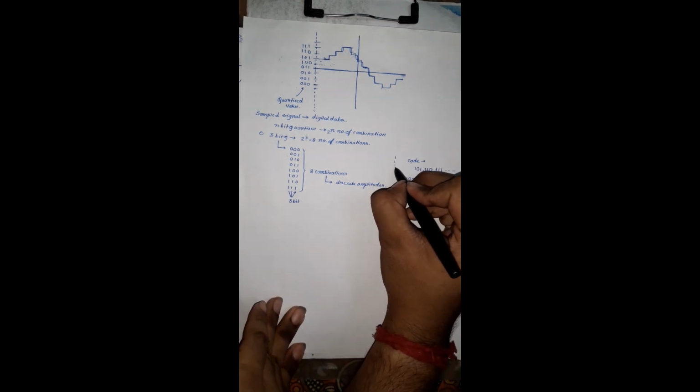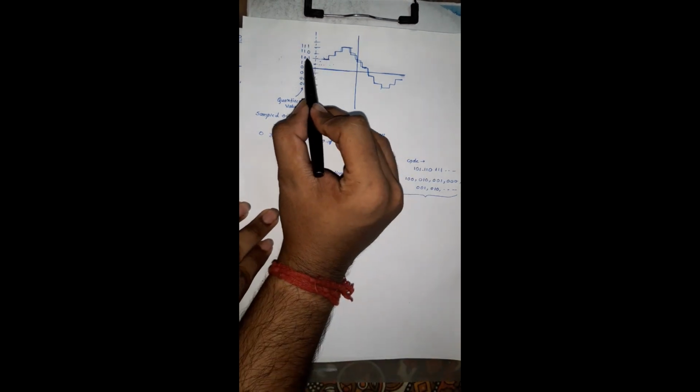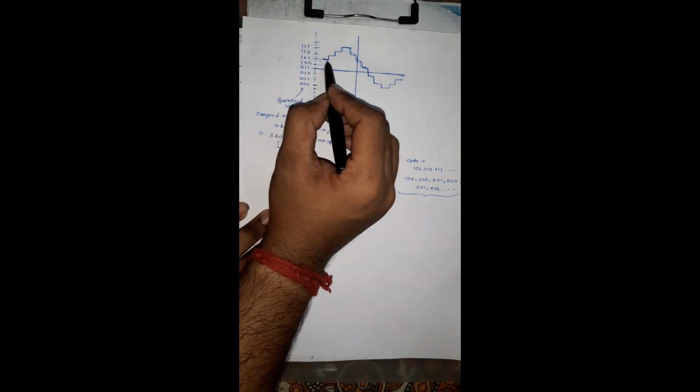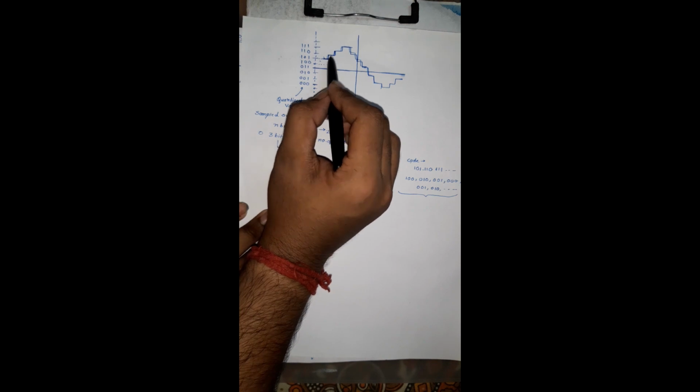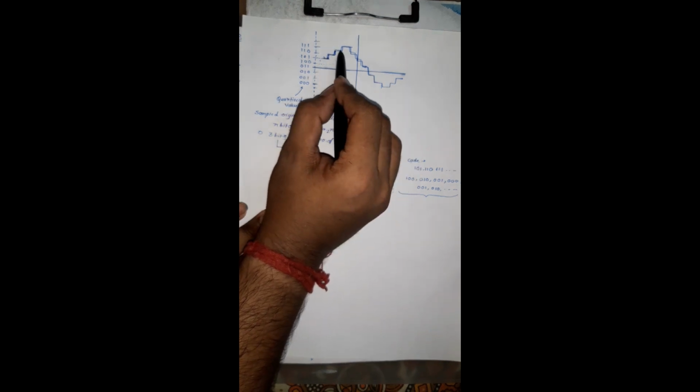But if we use the 4-bit quantizer, then it is 2 to the power 4, that is 16 combinations, and we can map up to 16 different values of the flat top sampled signal. Here we can map only 8 different values. For each different value we get a 3-bit code for a 3-bit quantizer, right? Similarly, if the signal is varying continuously, obviously the value will be varying.